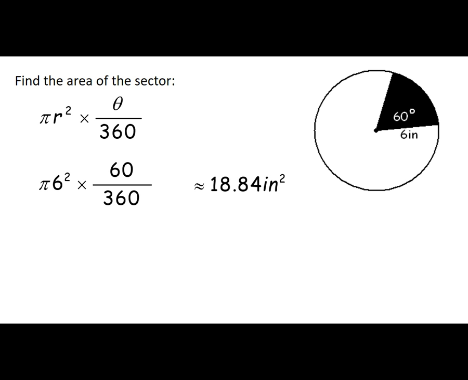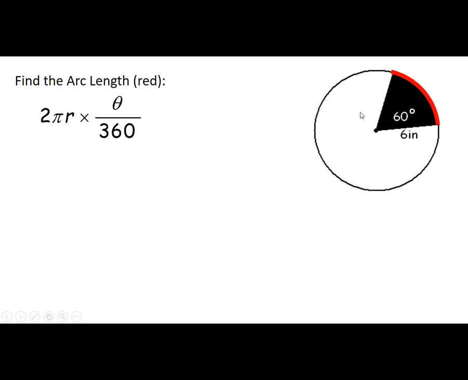And then our last problem, doing the same thing, circumference, but we don't want the whole circumference, we just want this arc length. No problem. Here's our formula, 2 times pi times r times our angle over 360. We're going to plug in 6 for the radius, and again, 60 for the angle. And once you've got that, the rest of the work is done in your calculator. We end up with 6.28 inches.